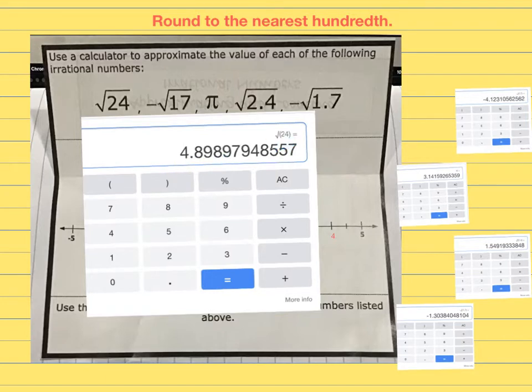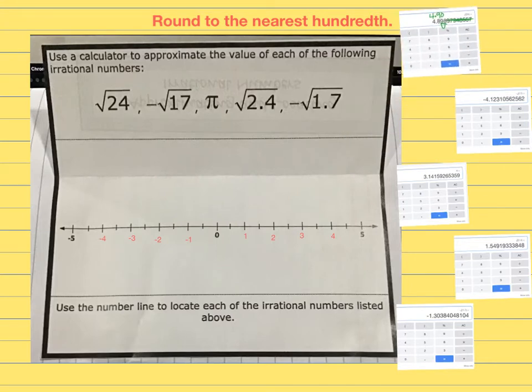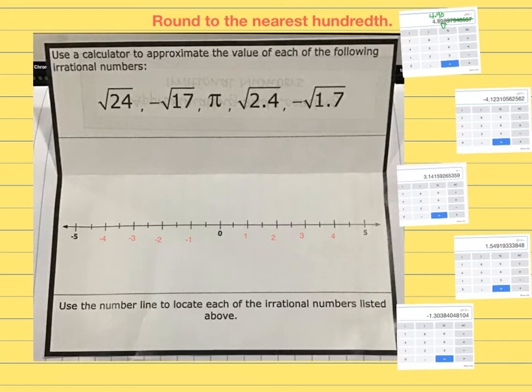If we're rounding to the nearest hundredth place, the hundredth is the second digit behind the decimal. Then I look one more behind that to know if I round up or keep it the same. Since the number behind the 9 was 5 or greater, I am going to round up. So after 4.89, it's going to round up to 4.90. So I'm going to say this is 4.9, and underneath square root of 24, I'm going to put 4.9.